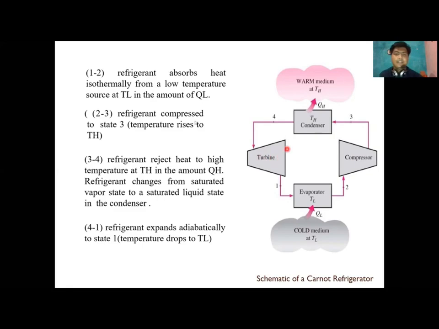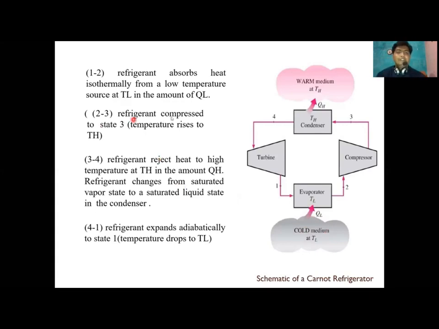Okay, one by one we explain. 1 to 2 is the evaporator. Here the refrigerant, air, absorbs heat isothermally from a low temperature source at TL, in the amount QL. QL is the amount of heat and TL is the low temperature. Here our desire is a cold medium, the cold place we require. So the evaporator absorbs heat from the cold place.